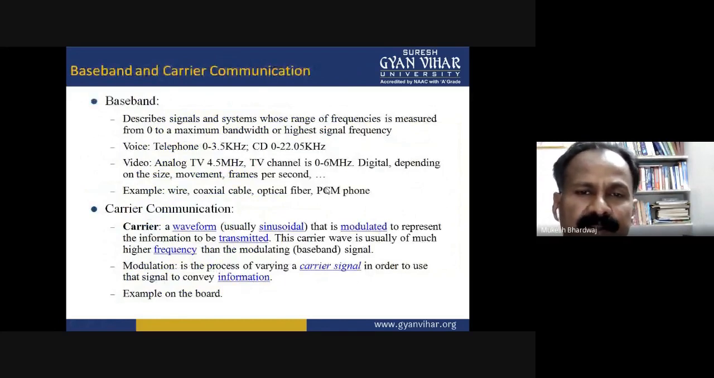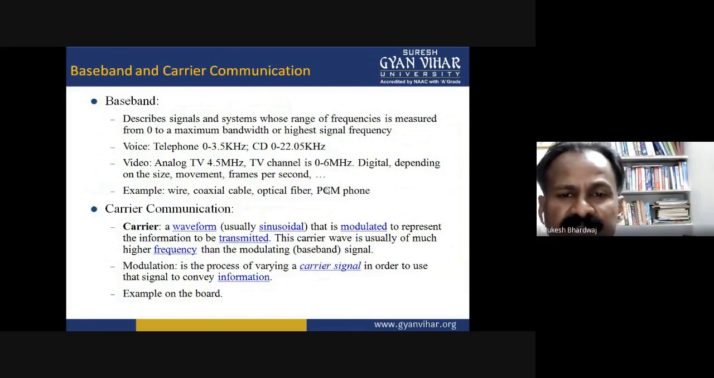Now, baseband and carrier communication. Baseband describes signals and systems whose range of frequency is measured from 0 to maximum bandwidth or highest signal frequency. Voice, telephone 0 to 3.5 kilohertz, CD 0 to 22.05 kilohertz, analog video TV 4.5 megahertz, TV channel 0.6 megahertz, digital depending on the size and movement, frames per second. Examples: wires, coaxial cables, optical fiber, PCM phones.